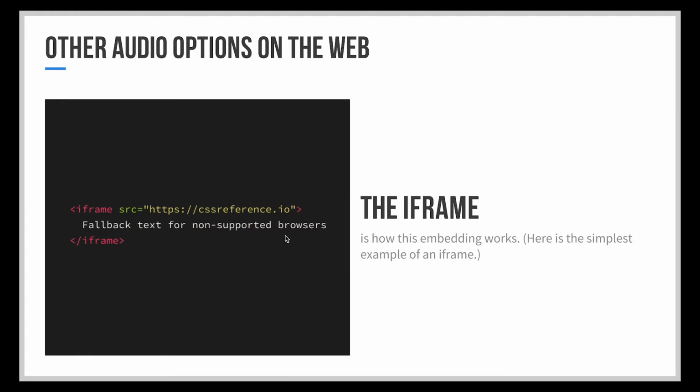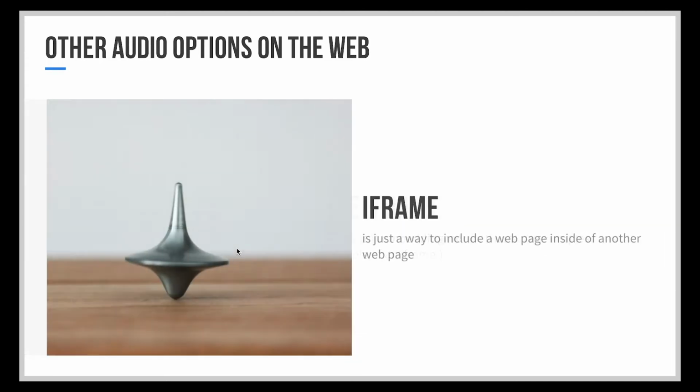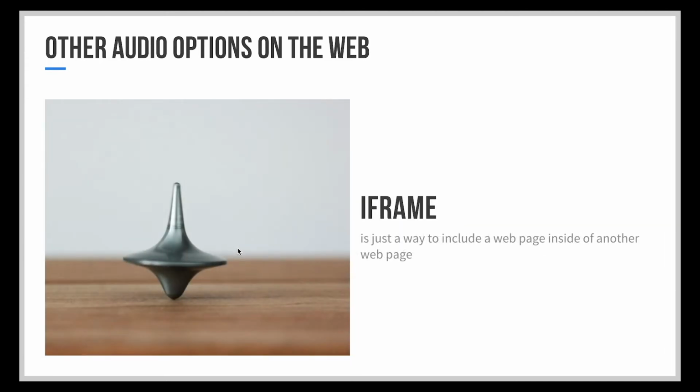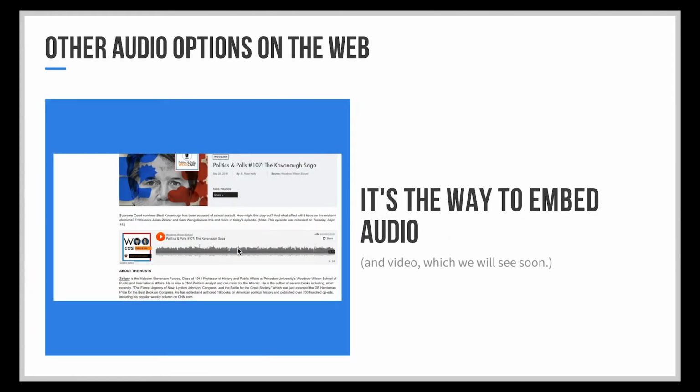And then that code is the iframe. This is how embedding works. This is a very simple example. Iframe opening tag, src. You want to include some fallback text for browsers that don't support iframes. And then that's it. An iframe is just a way to include a web page inside of another web page. It's a way to embed audio and video, which we'll talk about in a minute. But here is the iframe that includes that SoundCloud track.